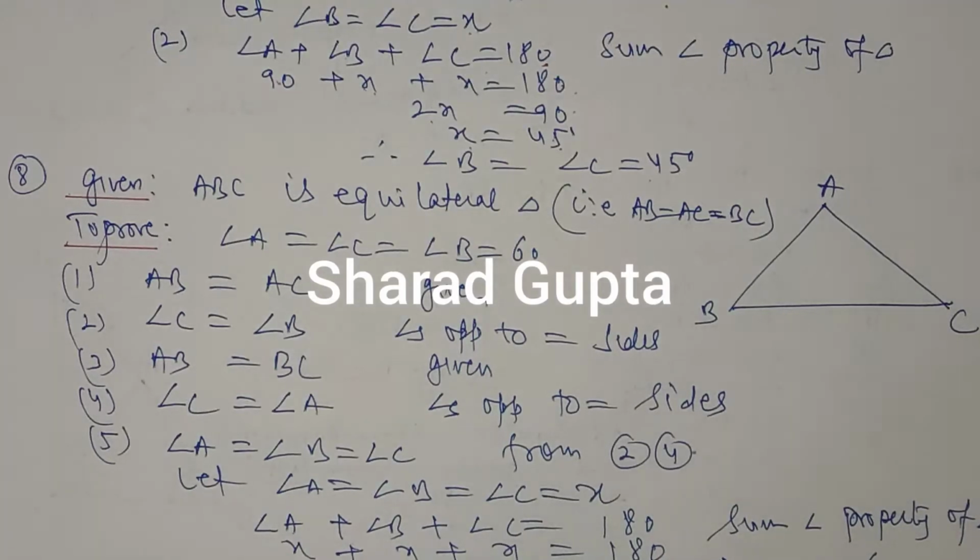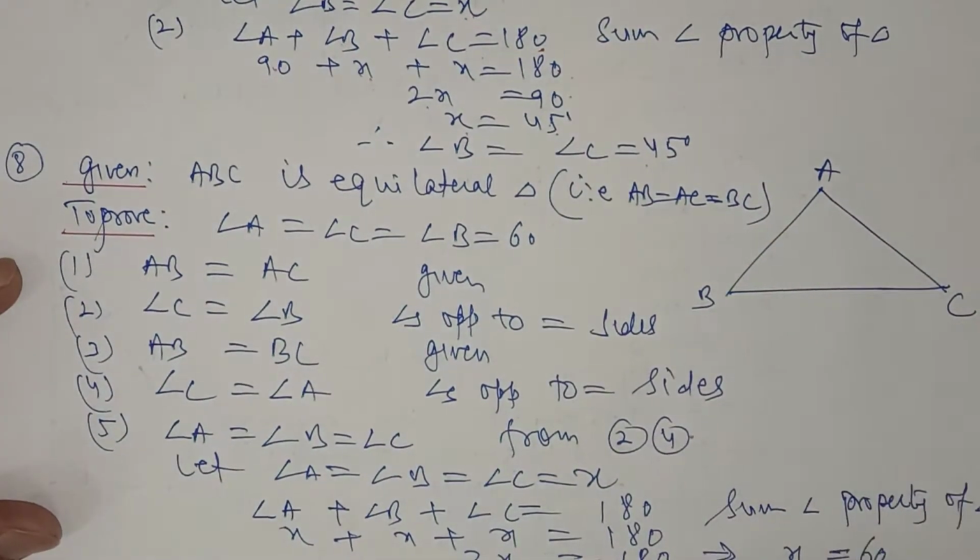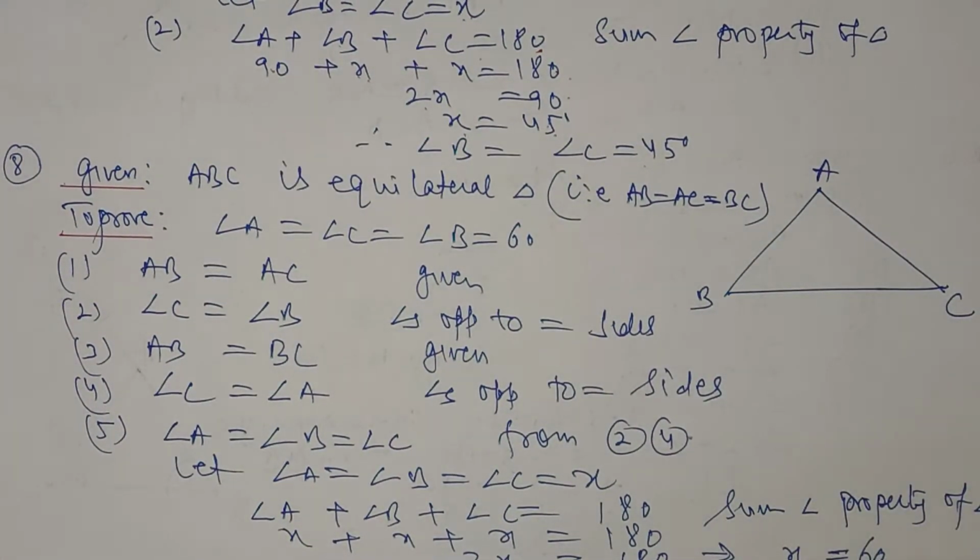Hello, this is lecture number 4 for the chapter Triangles of class 9. We're discussing the second exercise, and question number 8 is: you have to prove that in an equilateral triangle all angles are equal to 60 degrees. This is a theorem, you can say that.